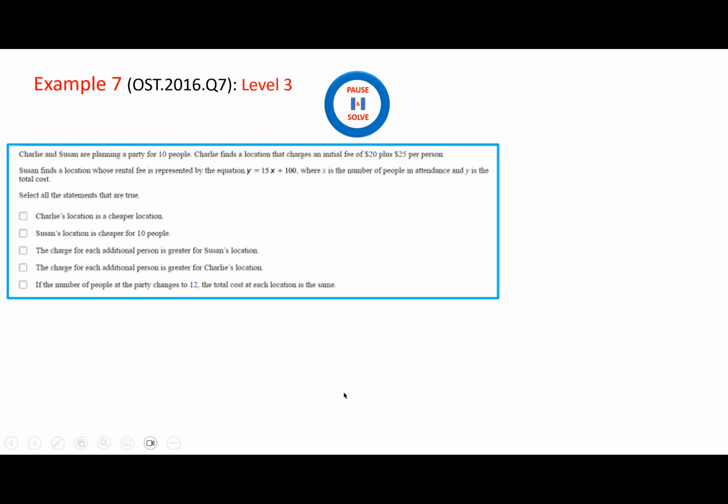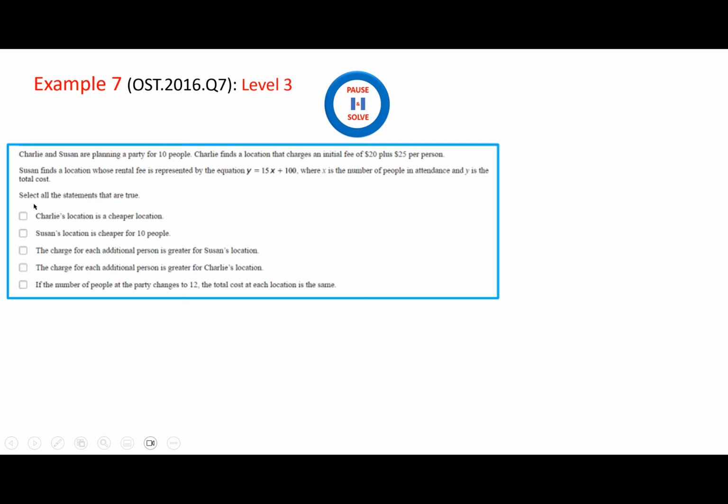Question number 7. Charlie and Susan are planning a party for 10 people. Charlie finds a location that charges an initial fee of $20 plus $25 per person. Susan finds a location whose rental fee is represented by the equation. So another equation is given to us, where X is the number of people in attendance and Y is the total cost. Select all the statements that are true.